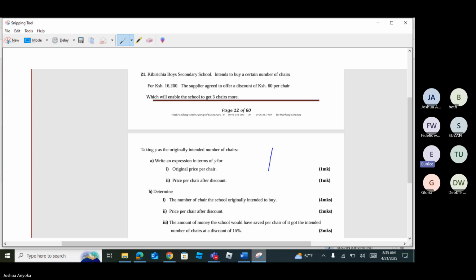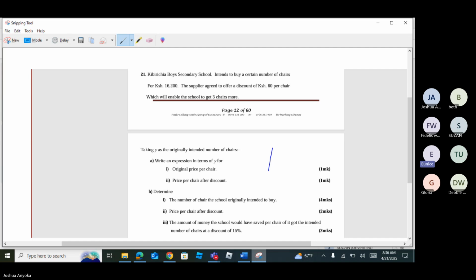Kibiritia Boys Secondary School intends to buy a certain number of chairs for 16,200 Kenyan shillings. The supplier agreed to offer a discount of 60 Kenyan shillings per chair, which will enable the school to get 3 more chairs. Taking Y as the originally intended number of chairs, write an expression in terms of Y for 1. Original price per chair. 2. Price per chair after the discount.